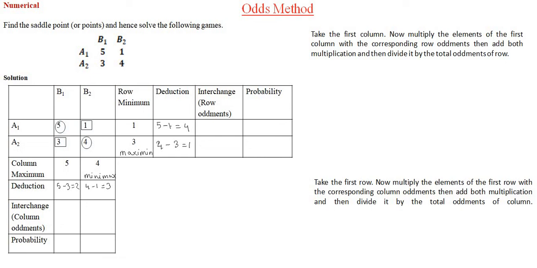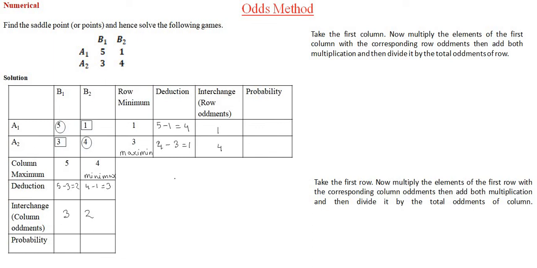Next, we need to interchange these values. This 4 we will write here and this 1 we will write here. These are known as row oddments, or interchanged values. Similarly, column wise also we'll interchange the numbers. We'll write 3 here and 2 here. These are known as column oddments, or interchanged numbers.